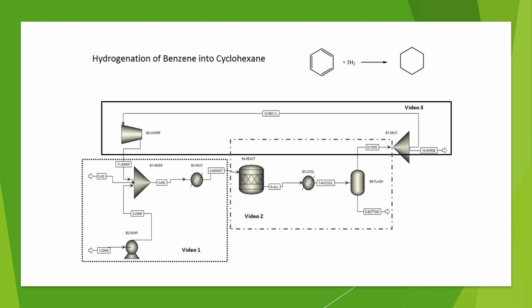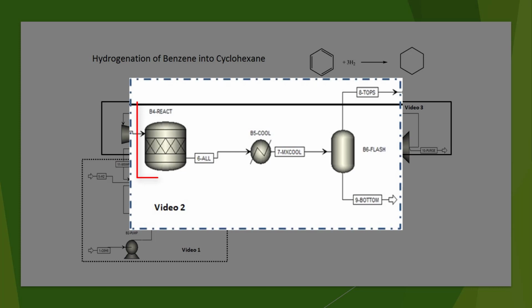The reactor will take the streams of hydrogen and benzene to create cyclohexane, and the cooler will lower the temperature of the output stream of the reactor. Then, the flash tank will be used to separate the desired cyclohexane from the system.